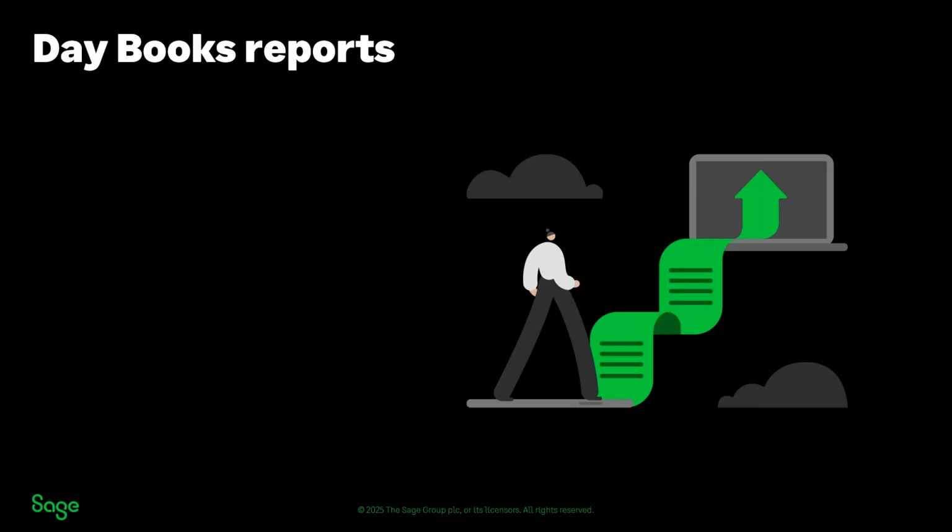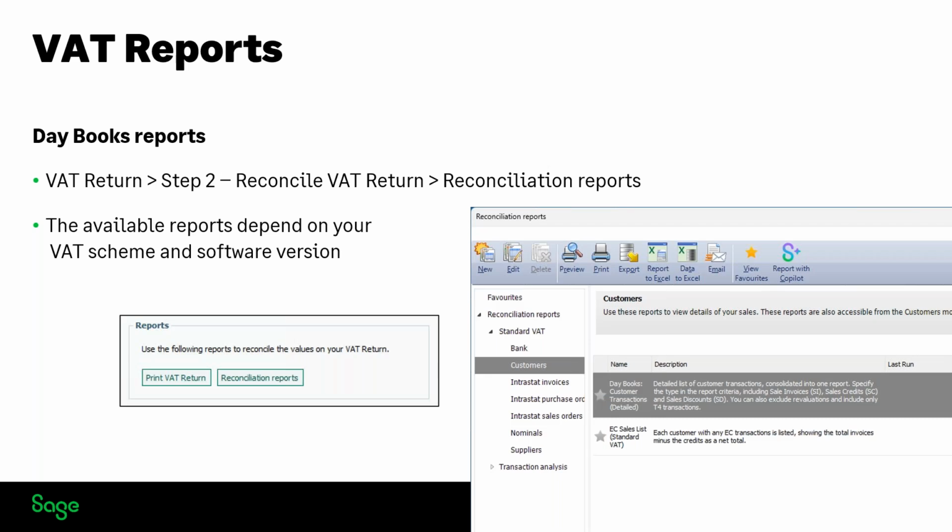Now moving on to the daybooks reports. They are available also when you're running the VAT return on step 2. When you get onto step 2, reconcile the VAT return, where you're trying to agree your figures, you've got the reconciliation reports option. So you've got print VAT return, which enables you to get at the VAT return and the detailed report, but the reconciliation reports enables you to get at things like your day books reports.